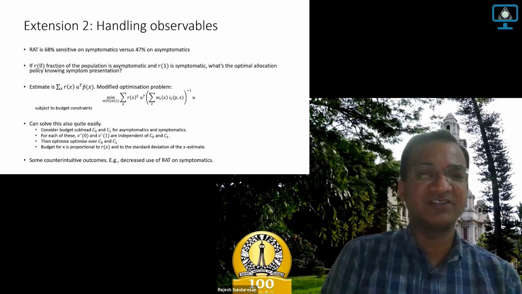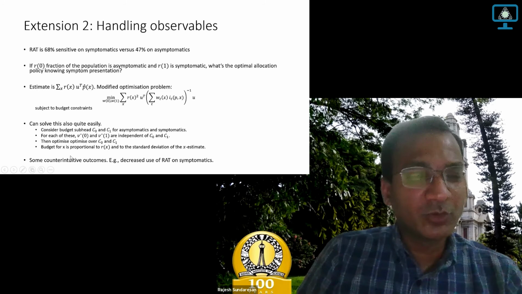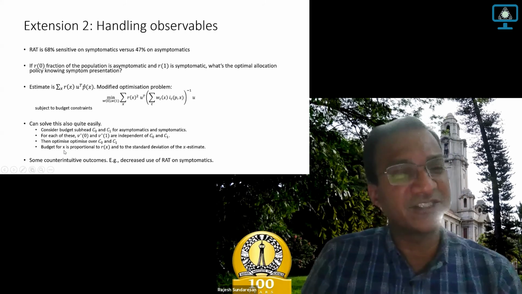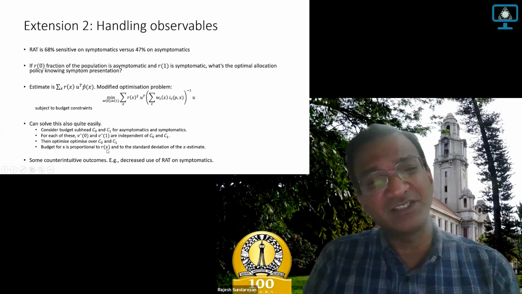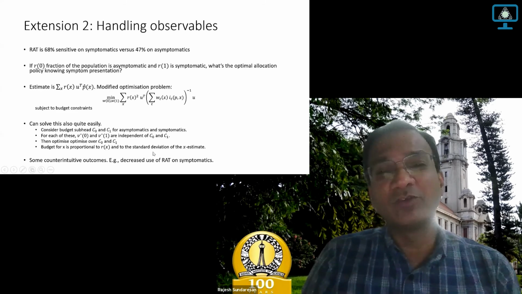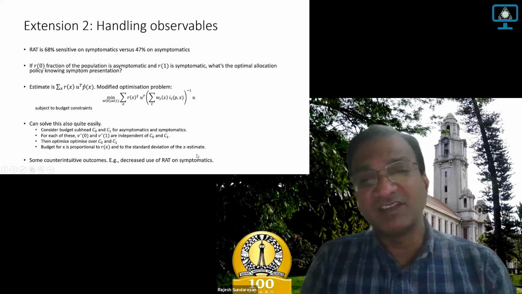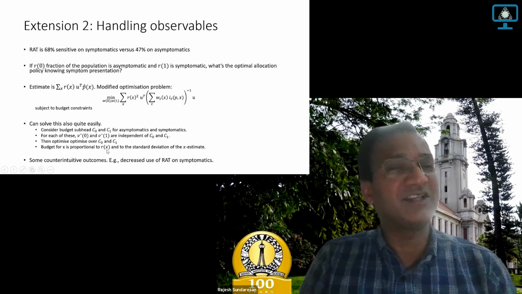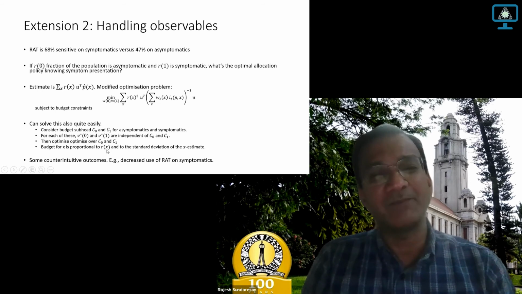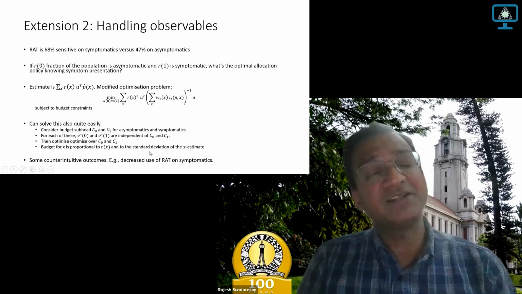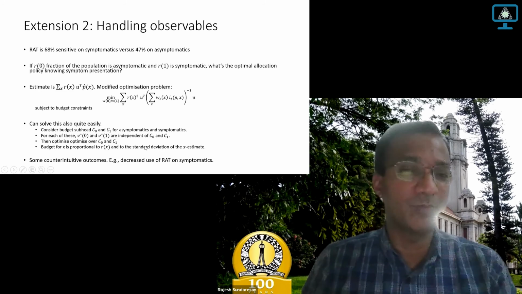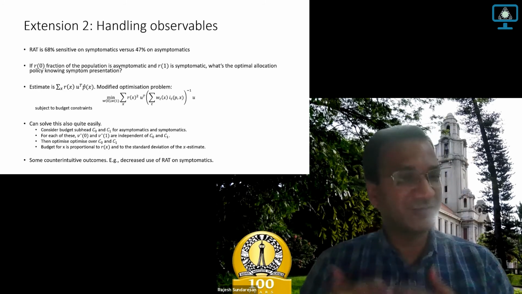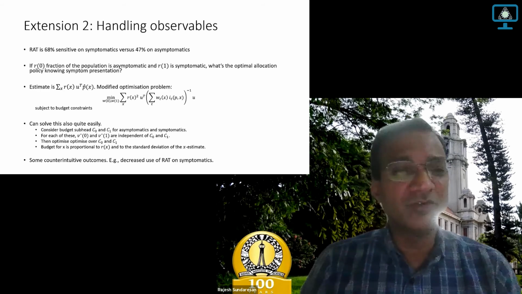That's also fairly straightforward. So the solution looks like this. The budget for, let's say, the asymptomatic fraction is proportional to the fraction that are asymptomatic and also to the standard deviation of the estimate in that population. So if the population of the asymptomatics is higher, your budget for that is also higher. But if the standard deviation is higher, then too you will invest more money in that particular population to try to get a better estimate there. So fairly straightforward and fairly intuitive when you look at this.